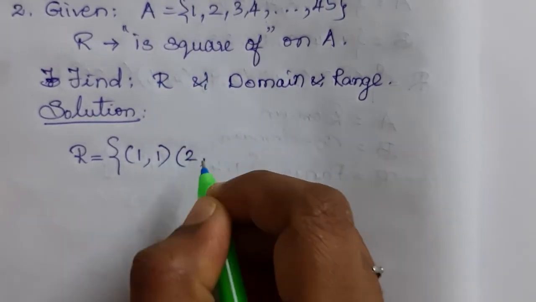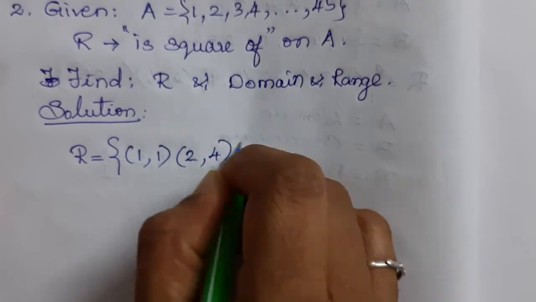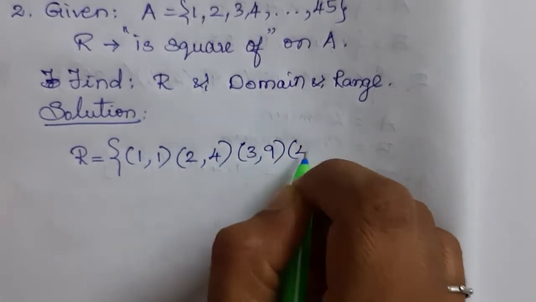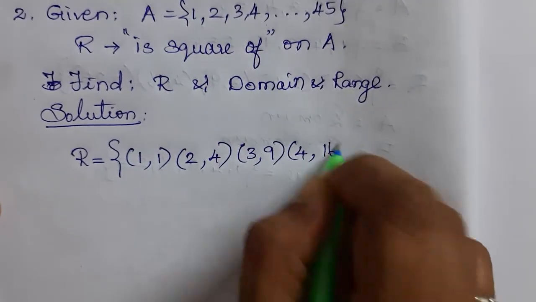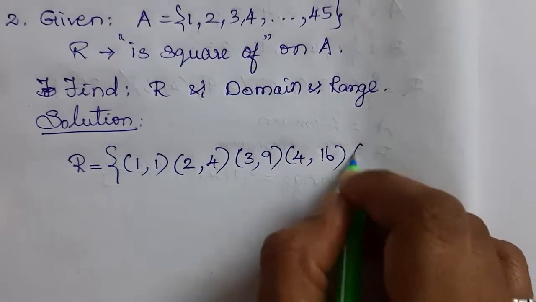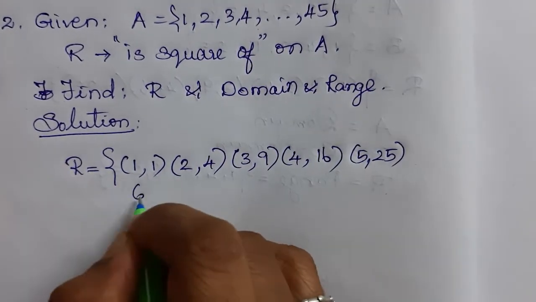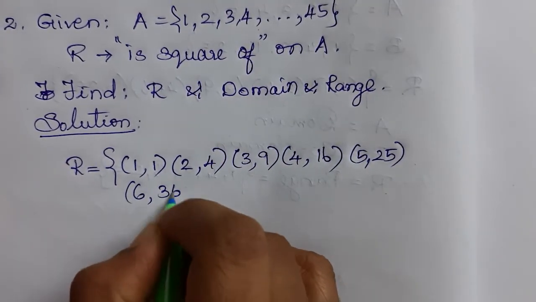Next I will take 2. Square of 2 is 4. Then 3. Square of 3 is 9. And 4. Square of 4 is 16. Then 5. Square of 5 is 25. Then 6. Square of 6 is 36.